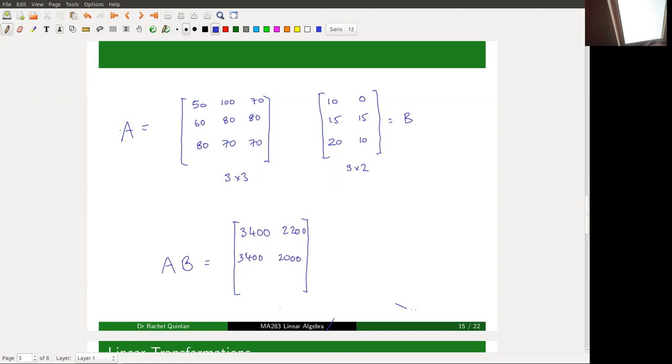And in the third row, we have the third row of A combined in turn with the two columns of B. So in the lower left, we have 80 times 10, that's 800, plus 70 times 15, that's 1050, so 1850, plus 1400, 3250. The numbers are not so important. But then finally, in the lower right, we've got 80 times 0, plus 70 times 15, that's 1050, plus 700, so 1750. Okay.